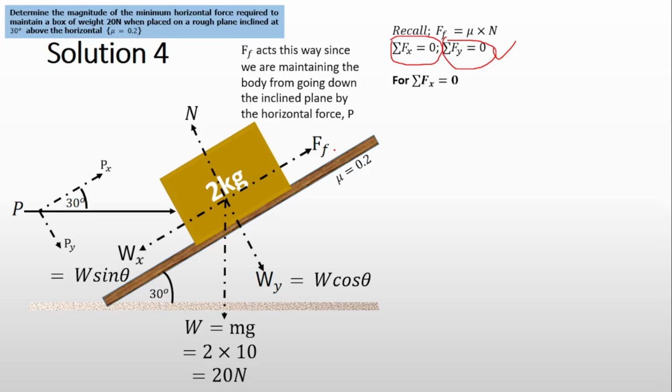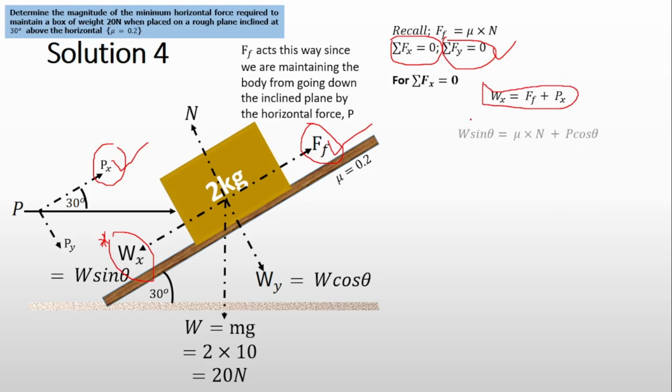Now, since the summation of all horizontal components equals 0, that means looking at this, W sub x is acting downward and F sub f is acting upward. Meanwhile, we have P sub x also acting upward. Now, that means P sub x plus F sub f will be equal to W sub x. So that means W sub x equals F sub f plus P sub x.